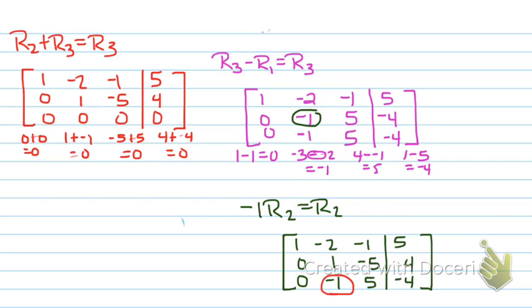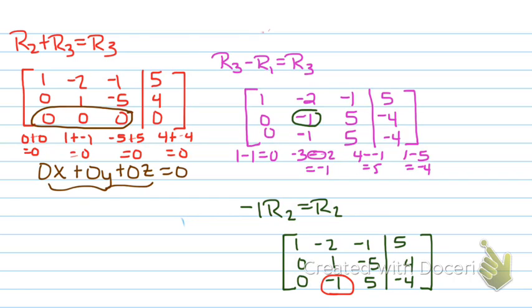Again, I'm alerted because I see a whole bunch of zeros in that bottom row. So remember, this part here tells me there's something different going on, and so we have to look at that. When I look at that third row, that tells me that 0x plus 0y plus 0z equals 0. Well, this is the same as what we had on the previous example, so we know that's going to equal 0 equals 0. Is that true? Yes, 0 is equal to 0. So because it's true, that means that that equation is dependent on the others.